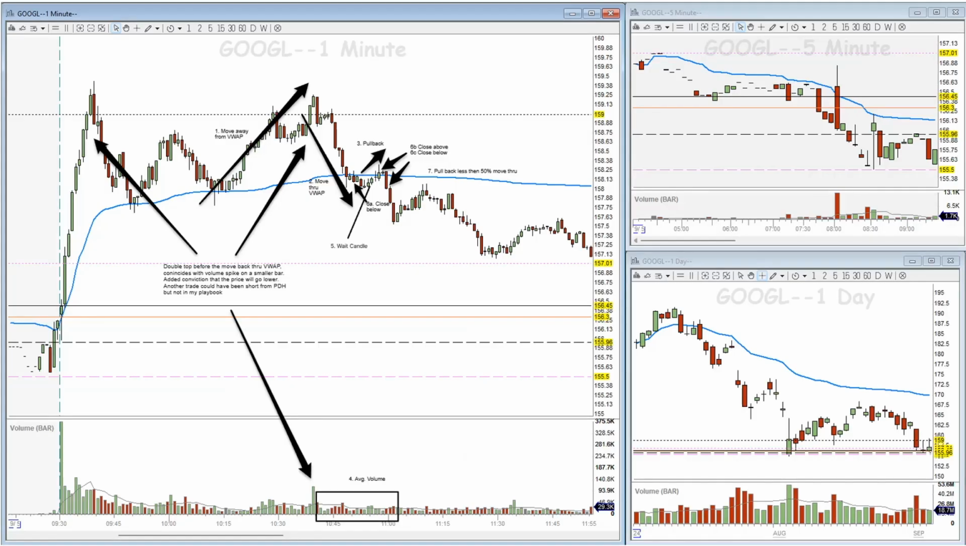So now let's take a look at a few more examples. This is actually coming from my playbook. I always mark up a bunch of charts as I'm reviewing trades, and I'll add them to my playbook. So here's a good one from Google. You see it comes down through VWAP after pulling away. It goes back up through VWAP, and then it drops back down, forming that nice lightning bolt pattern.